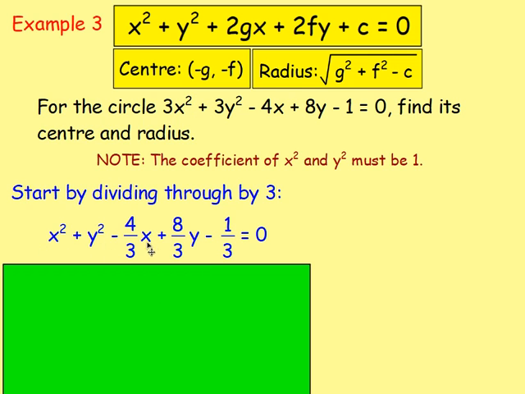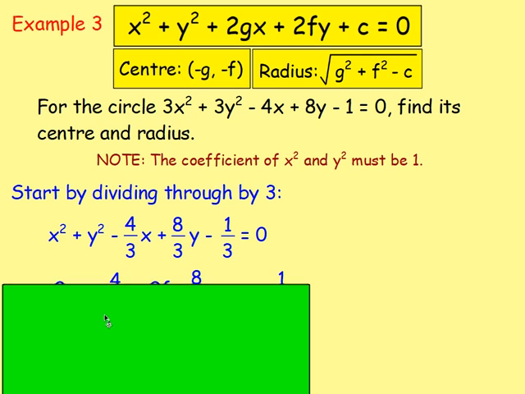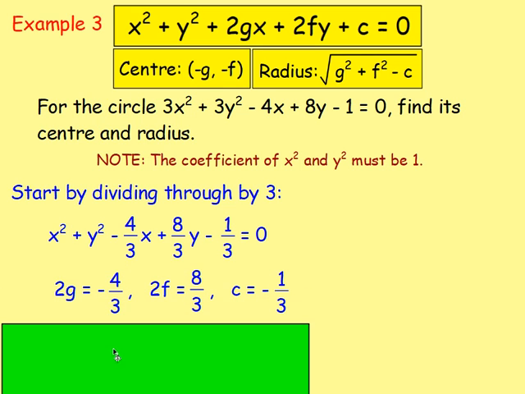We've got x squared, y squared, we've got a coefficient of x, coefficient of y, and a number on its own, and that equals 0. So from there, you can write down these values of 2g, 2f, and c. 2g, remember, is the coefficient of x, so we'd have negative 4 thirds. 2f is the coefficient of y, so we'd have 8 thirds, and c is the number that's on its own, which is negative 1 third.